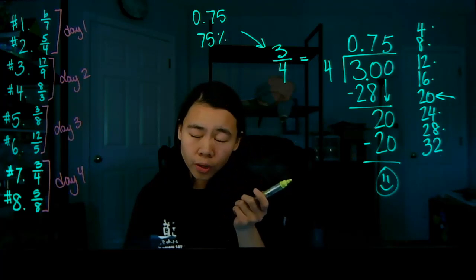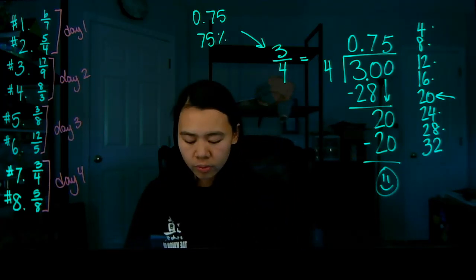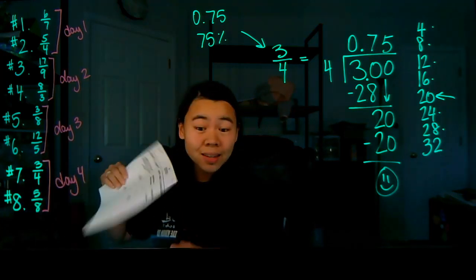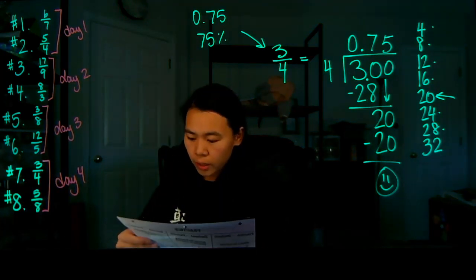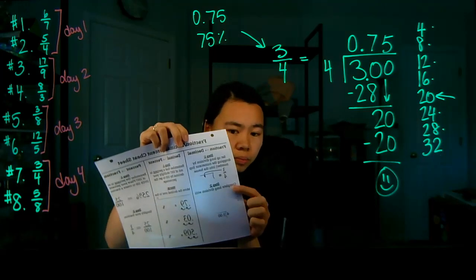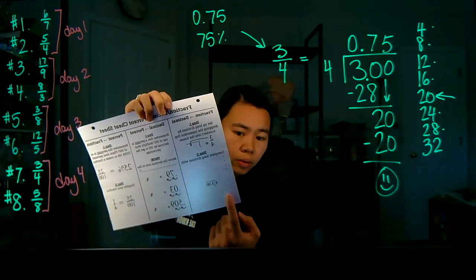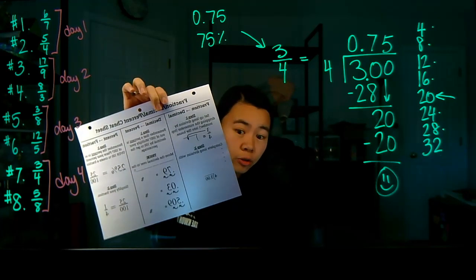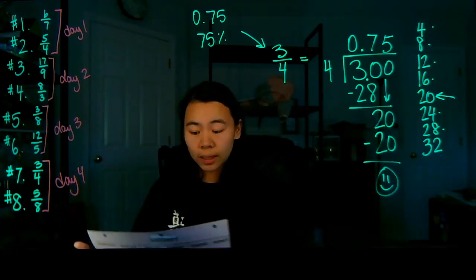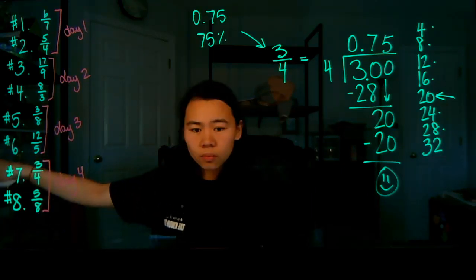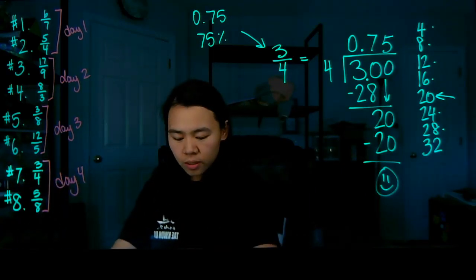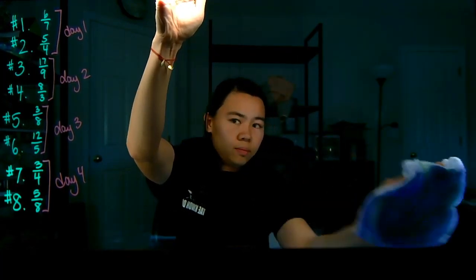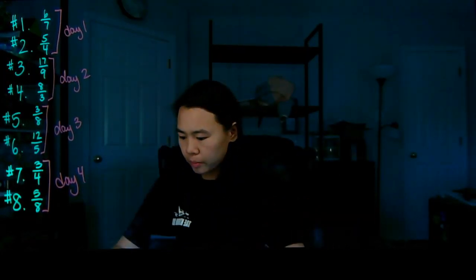If you know your benchmark fractions, then you know that that's 75 cents. Write that down on your note sheet, in the front, right there. Show your work all right here. And then take a picture of your note sheet and put it in your daily division slide. Okay, I'm going to go ahead and erase this and do our next problem.